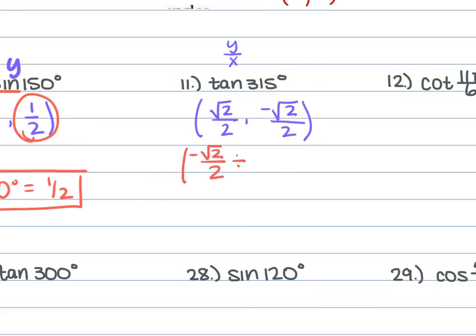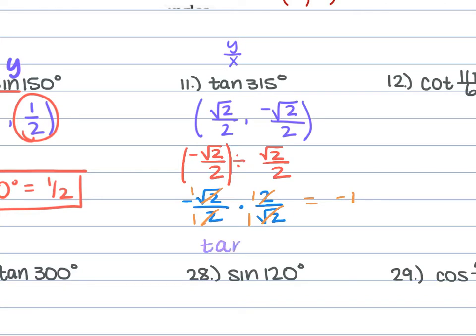divided by square root 2 over 2. So keep, change, flip. This is going to become the negative square root 2 over 2 times 2 over the square root of 2. These are all going to become 1s. So it's just negative 1 times 1, which is negative 1. So the tangent of 315 degrees is equal to negative 1.